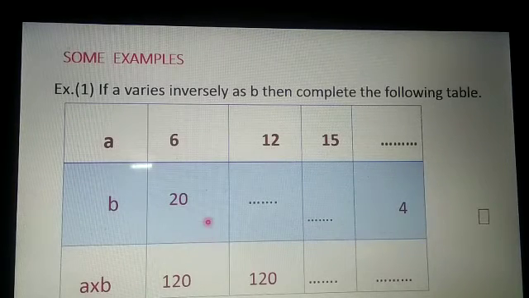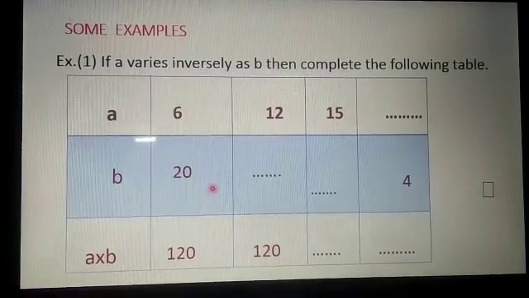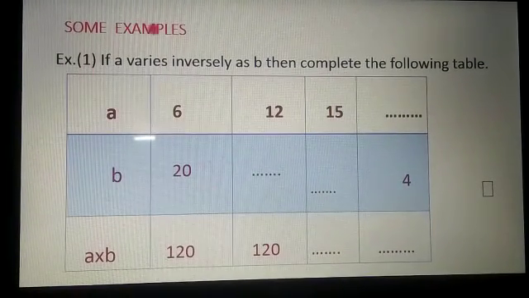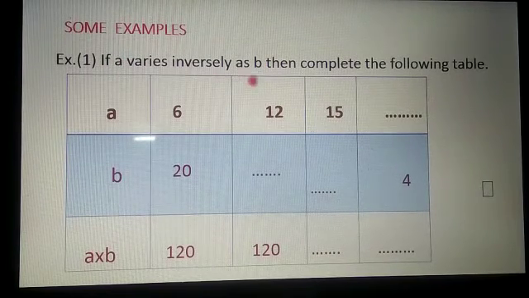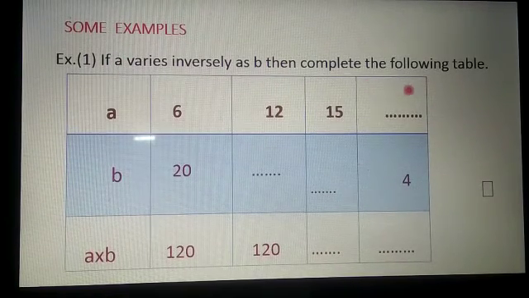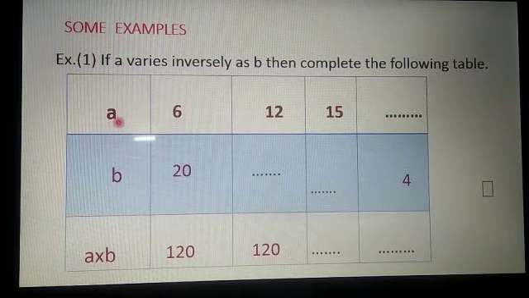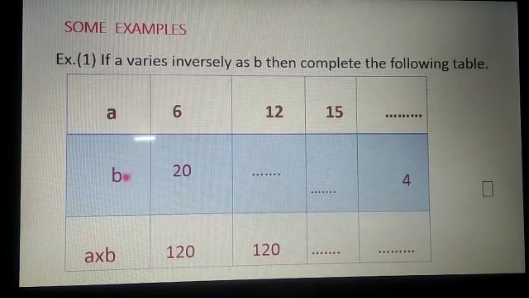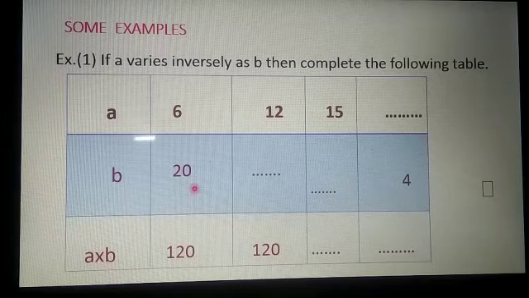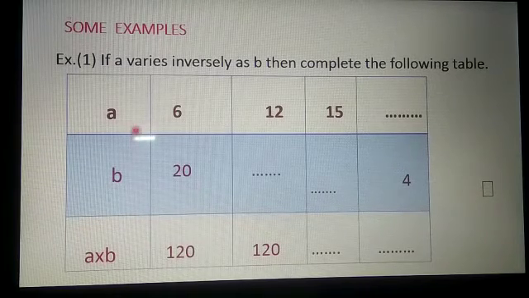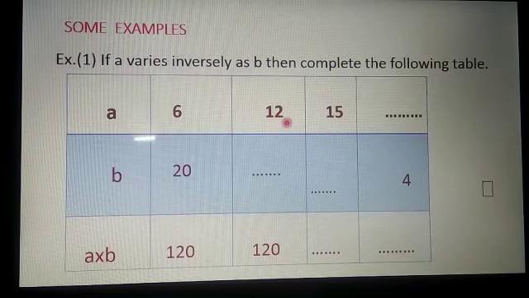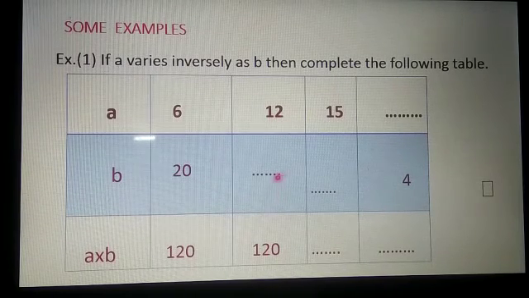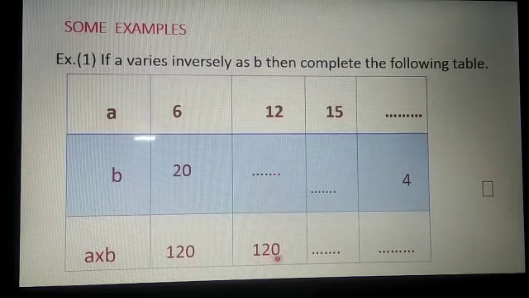Now let us see some examples. The first example says, if a varies inversely as b, where a and b are two quantities, then we have to complete the table. In the first example the value of a is 6 and b is 20. So the product a into b is 6 into 20, which is 120. In the second, a is given as 12 and we have to find b, and the product is given as 120.